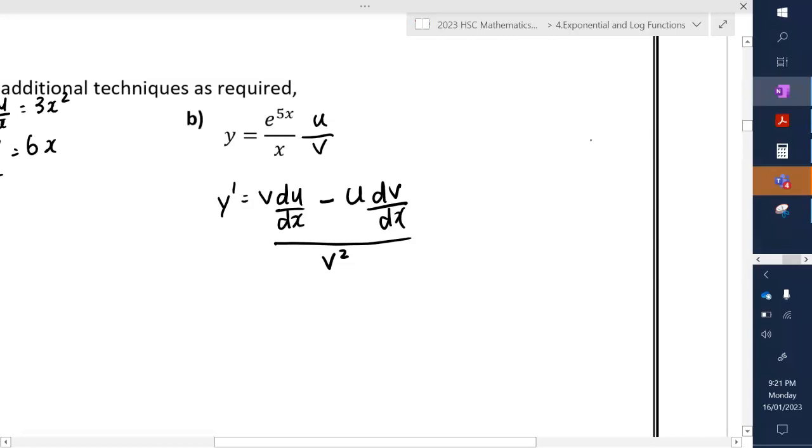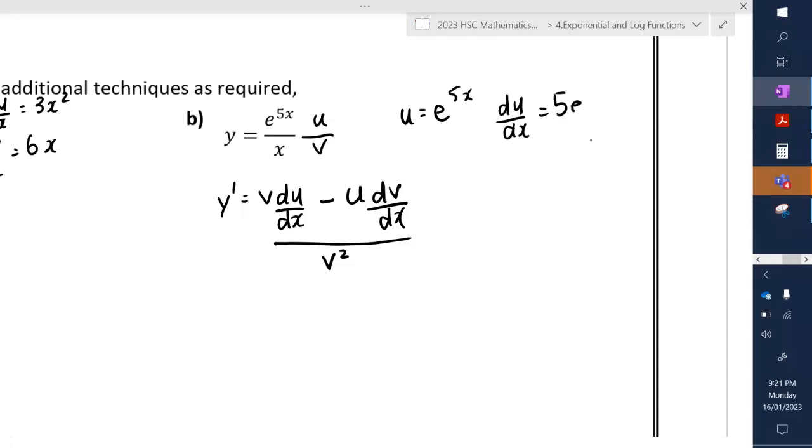Okay, u and v. So u is e to the 5x. So du dx is going to be 5e to the 5x. We have our v on the bottom, which is x. So our dv dx is going to be 1. So our formula gets us to do v du dx, that one first, and then that one next. And the v squared on the bottom, a lot of people forgot as well.